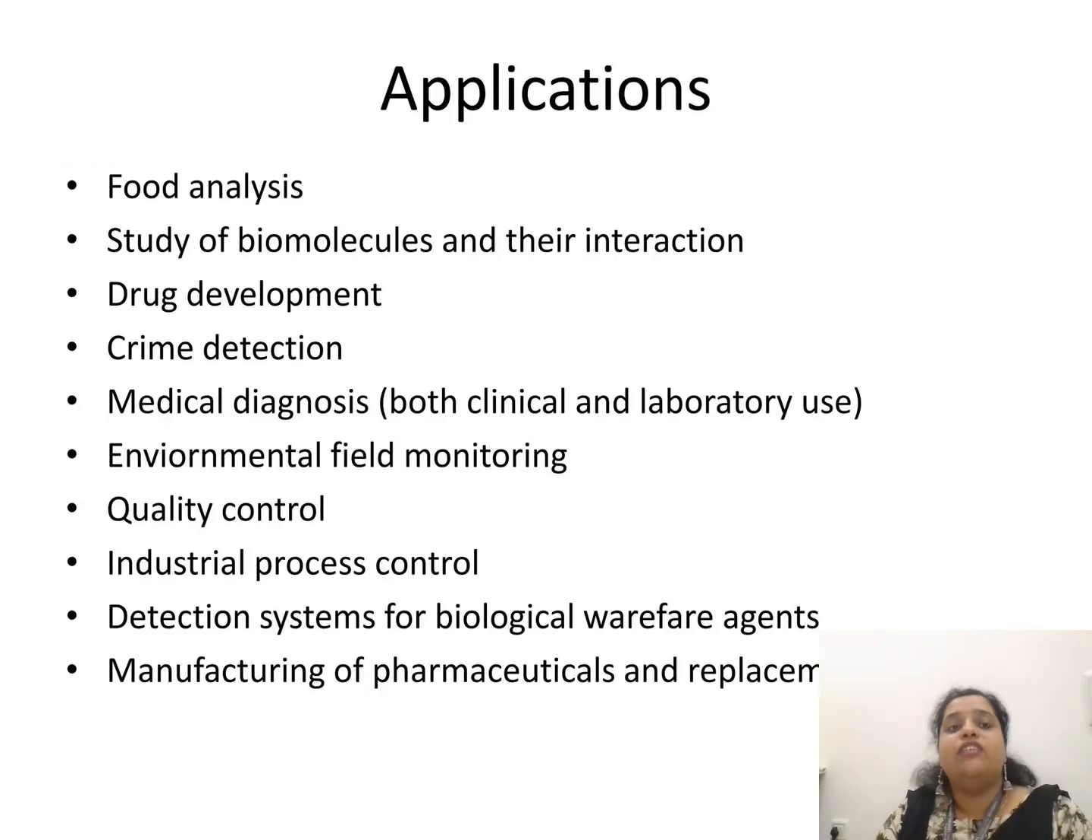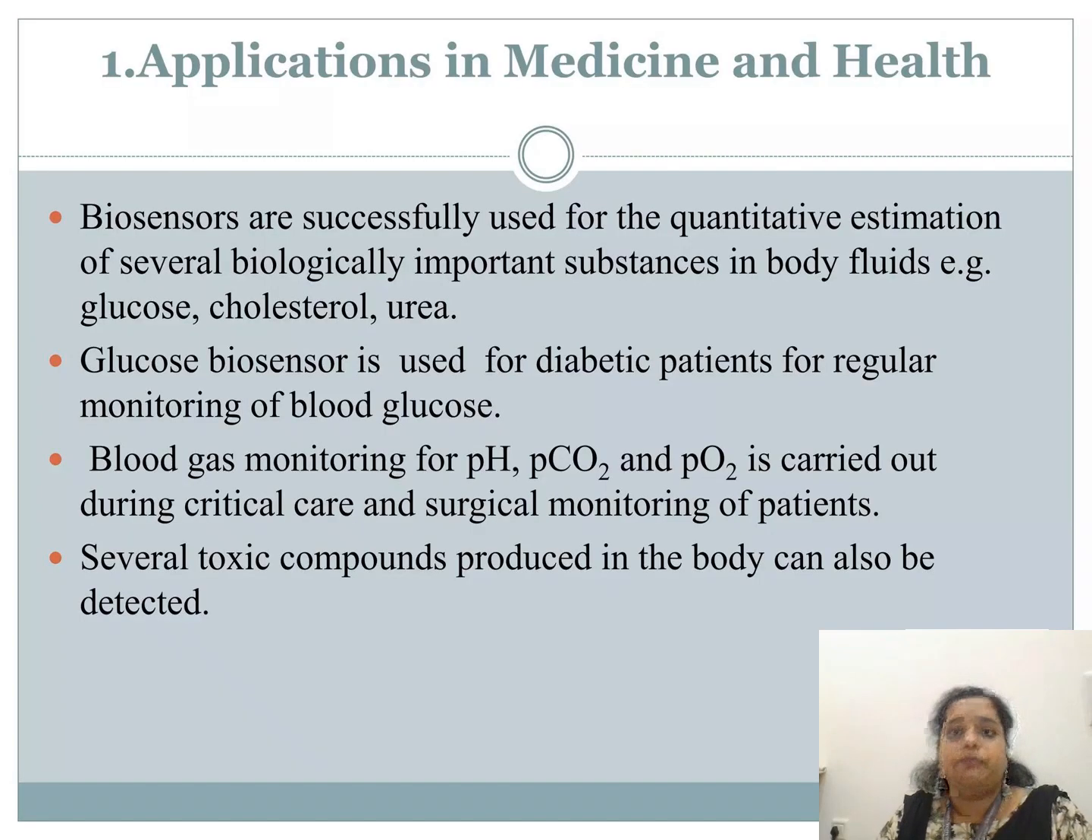So application wise, why we need to read about this biosensor is it can be applicable for food analysis, study of biomolecular interaction, drug development, crime detection, medical diagnosis, environmental field monitoring, quality control, and even biological warfare agents can be detected. And most importantly, pharmaceutical industries are working on making different biosensors for detection of several adulterants also.